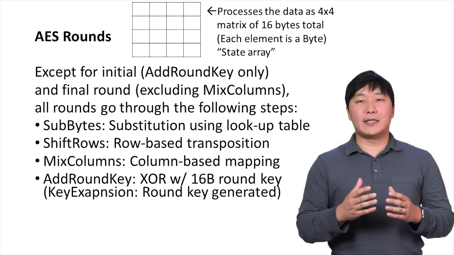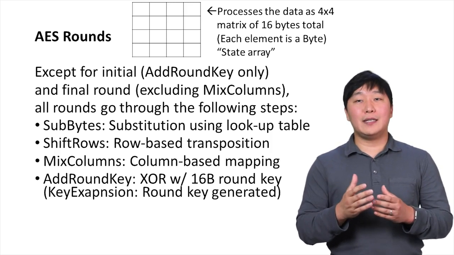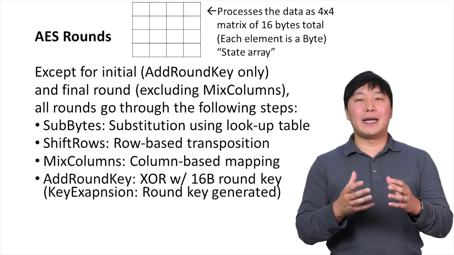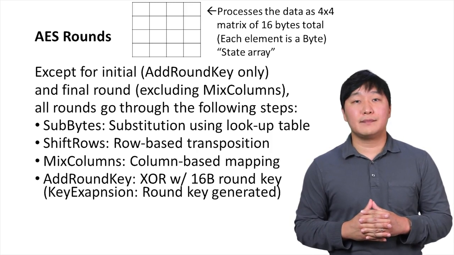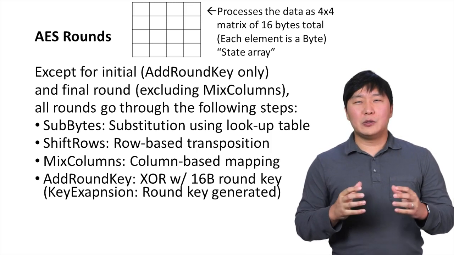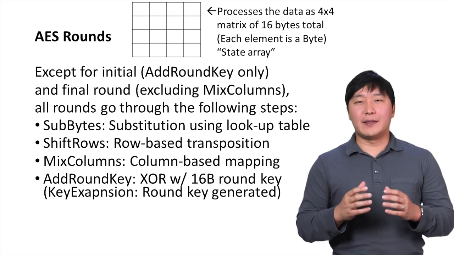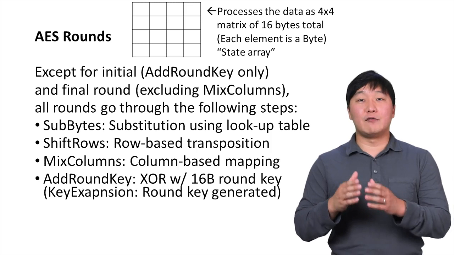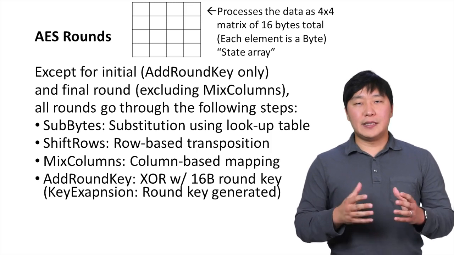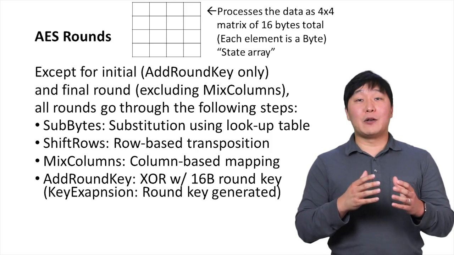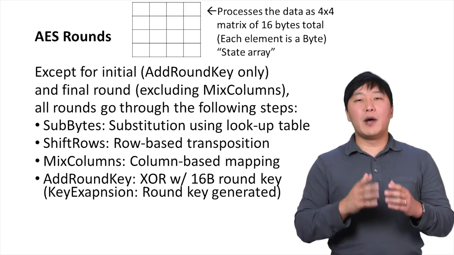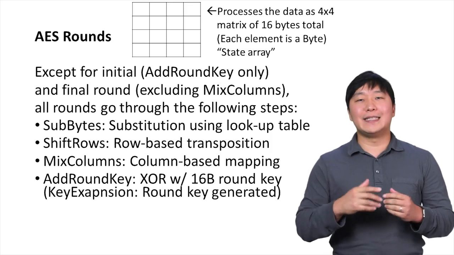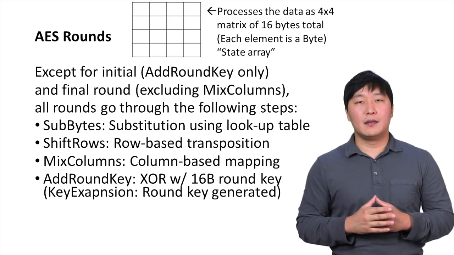Because the inputs for XOR need to be the same length, the round keys are 16 bytes long, the same length as the data block. There's also a round key generation algorithm that expands the key and generates round keys. As mentioned previously, because there's an AddRoundKey that uses a round key before round 1, there needs to be one more round key generated in addition to the number of rounds.